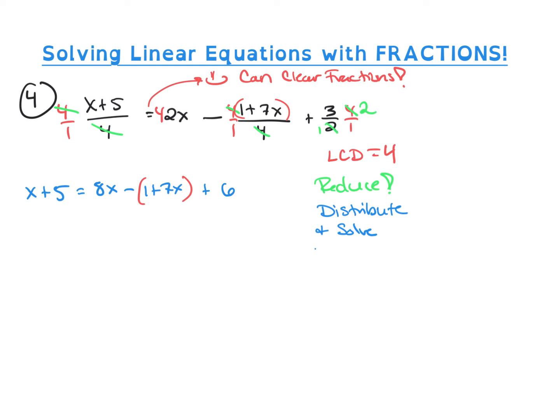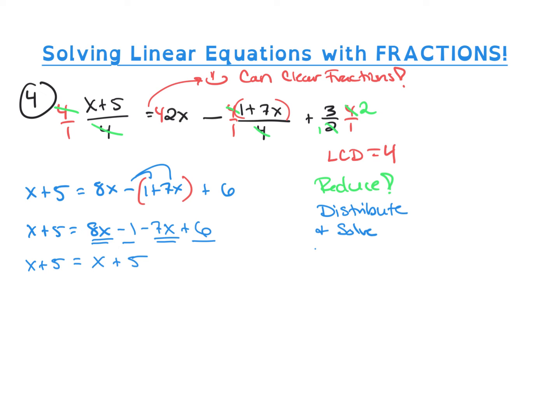Okay, so x + 5, there's nothing to distribute there, equals 8x. Now, the negative 1 will get distributed through our 1 + 7x, making that negative 1 minus 7x, and then plus 6. All right, now let's combine our like terms. So x + 5 on the left-hand side stays. 8x minus 7x is 1x. And negative 1 plus 6 is 5.